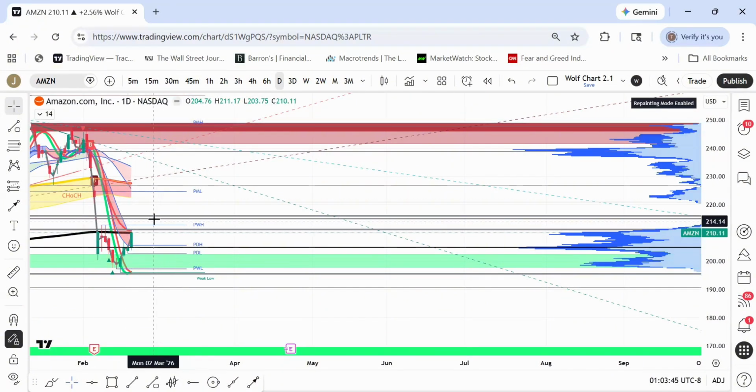But first we have three lines of defense, which is historical resistance. And as you can see, they're thicker and they're darker. So we're not just going to blow past them.